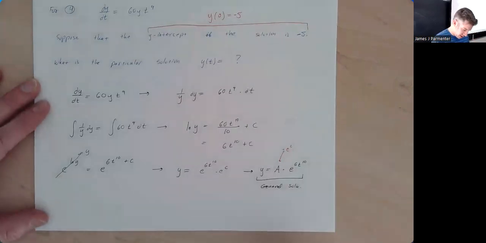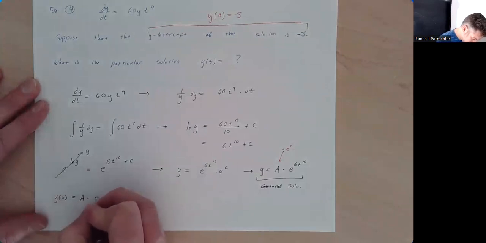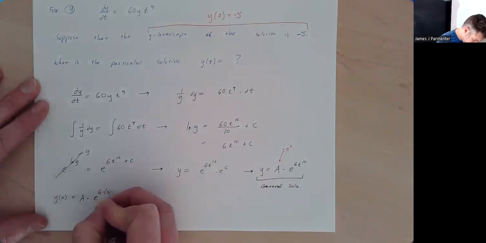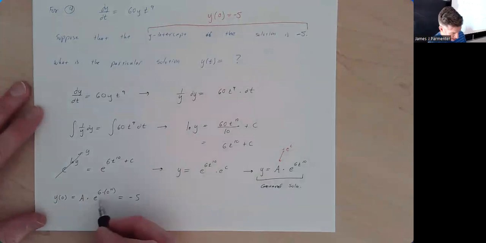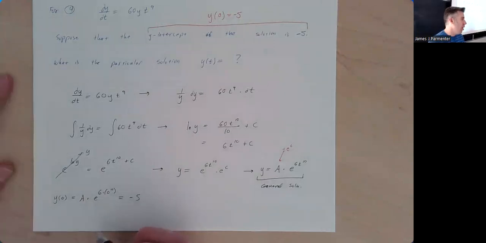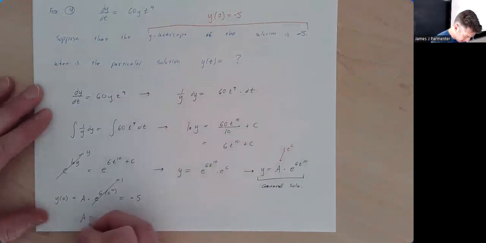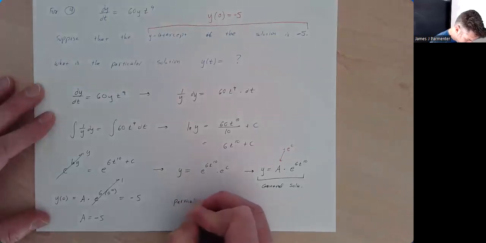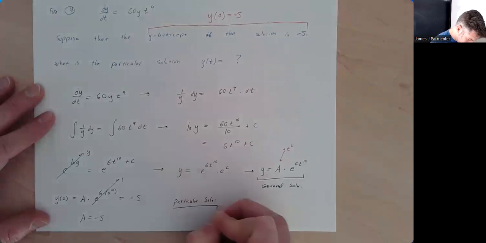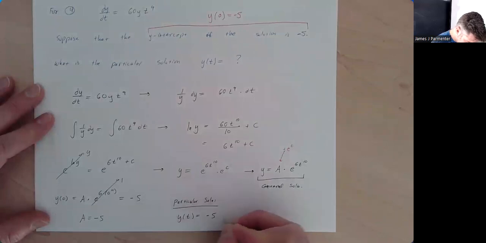And if we plug in 0 for t, we know that y of 0 should equal a times e to the 6 times 0 to the 10th. And that should equal -5. And you're going to get a lot of e to the zeros when you do this. I mean, not always, but often. This is e to the 0. That's just 1. So we end up getting a equal to -5. So then our particular solution is going to be y of t equal to -5 e to the 6t to the 10th.